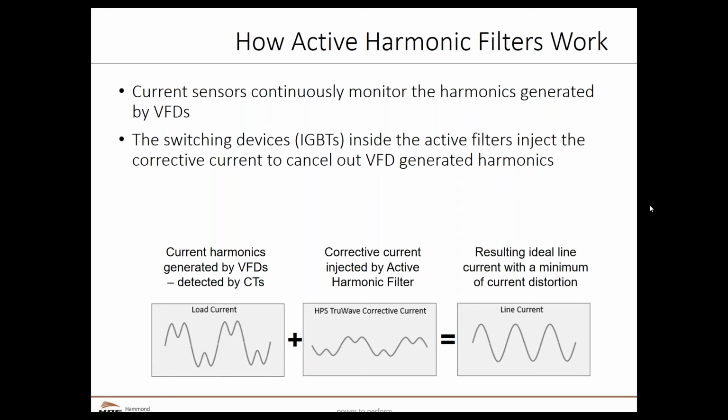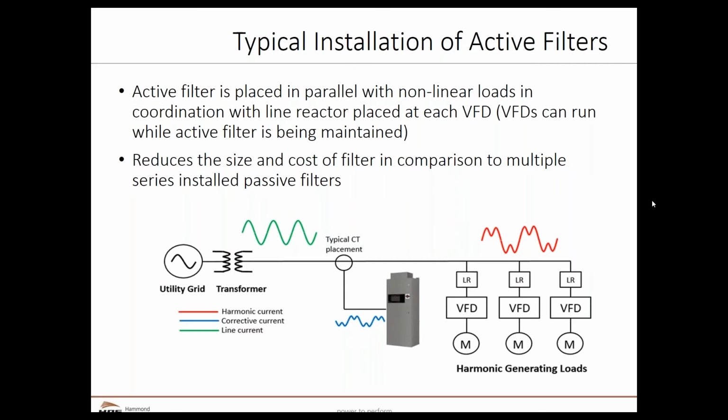Note that while an active harmonic filter can correct for power factor, it may be more economical to correct for power factor using capacitors if that is its sole purpose. Be forewarned, though, that power factor correction capacitors attract current harmonics, which can damage and destroy the capacitors if the harmonics are not mitigated. An active filter is connected in parallel with the nonlinear loads, as I was saying earlier, and typically used in conjunction with line reactors placed at each VFD.